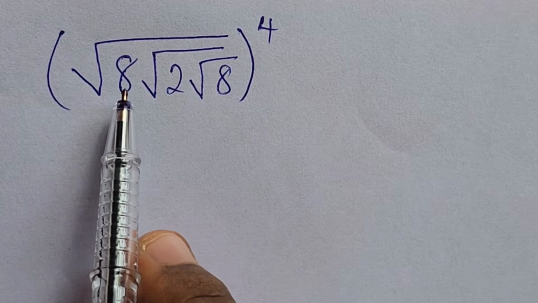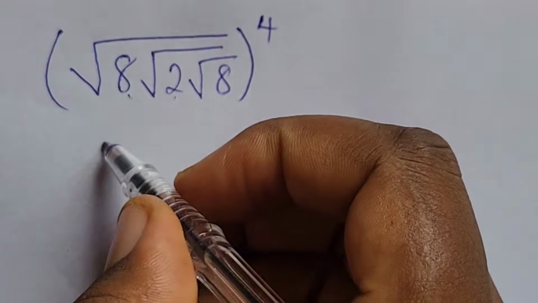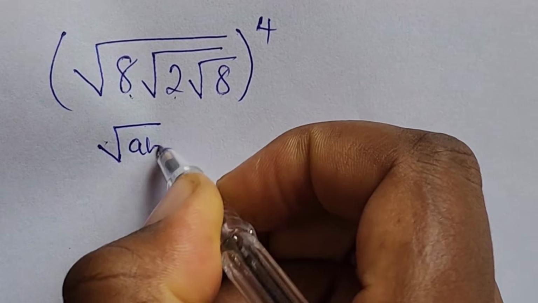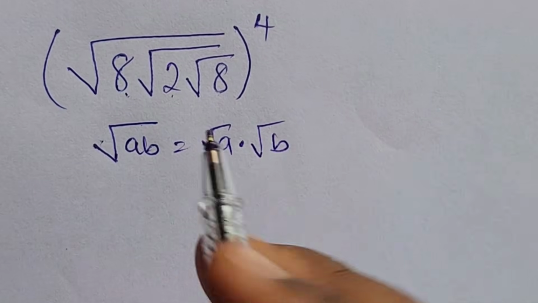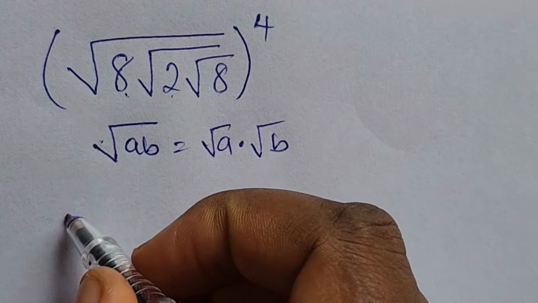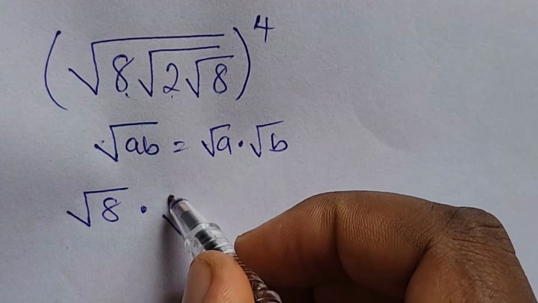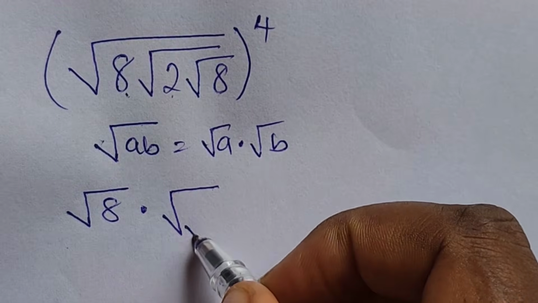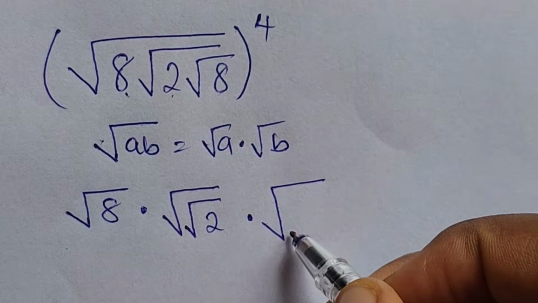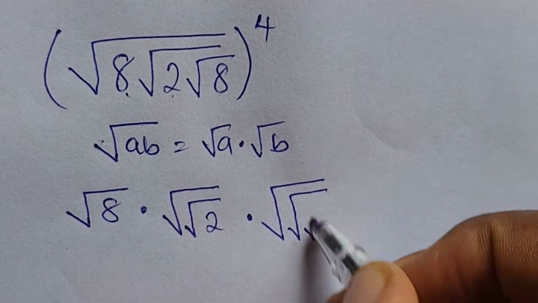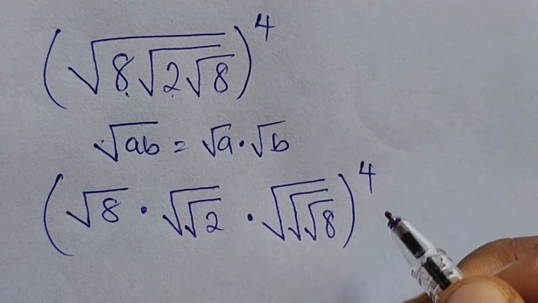So we have the square root of 8, root 2, root 8, all to the power of 4. So let's recall, when I have root AB, this is equal to root A times root B. So we can split this root to have the square root of 8 times the square root of root 2, and we have times the square root of root 8, and this is all to the power of 4.